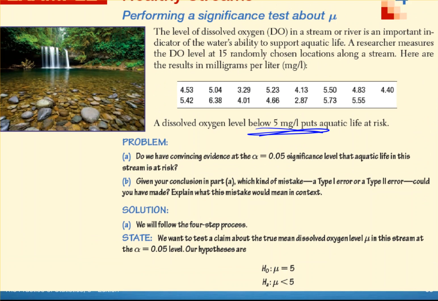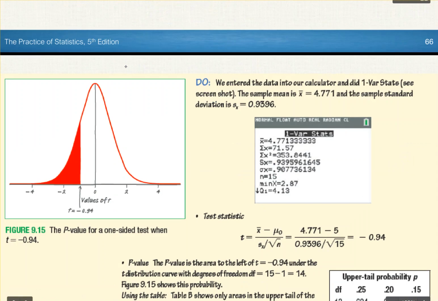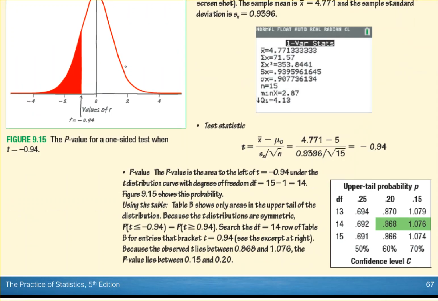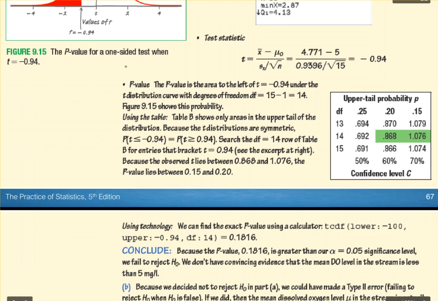oxygen level, dissolved oxygen level of less than 5. So again, you might find it kind of strange that we did not find convincing evidence, given that our mean was below 5 at 4.771. But again, there's a reasonable chance, between 0.15 and 0.2, there's a reasonable expectation that that might happen, even if the actual population, the whole stream, has an average dissolved oxygen level above 5.